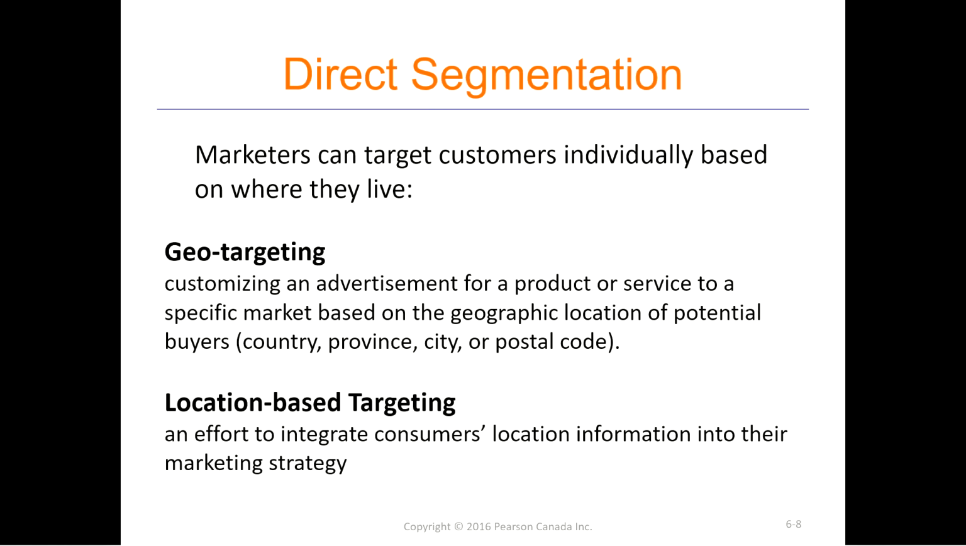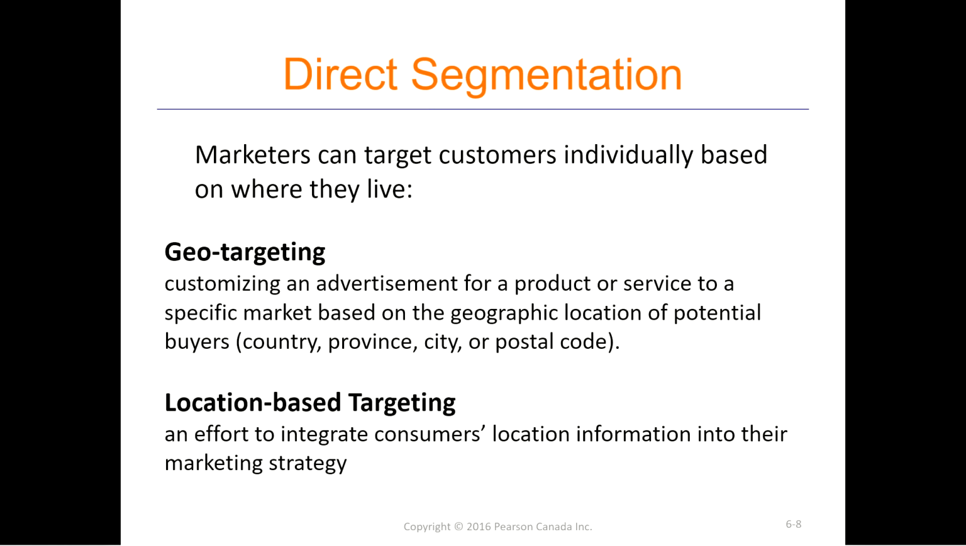Right? So geo-targeting is one way that marketers can target customers individually. It's a practice of customizing an advertisement for a product or service to a specific market based on location of potential buyers. So this allows a marketer to specify where ads will or won't be shown on a website based on searchers' location. So such technology allows local marketers with limited financial means to compete more effectively with larger marketers who have far greater resources, right?